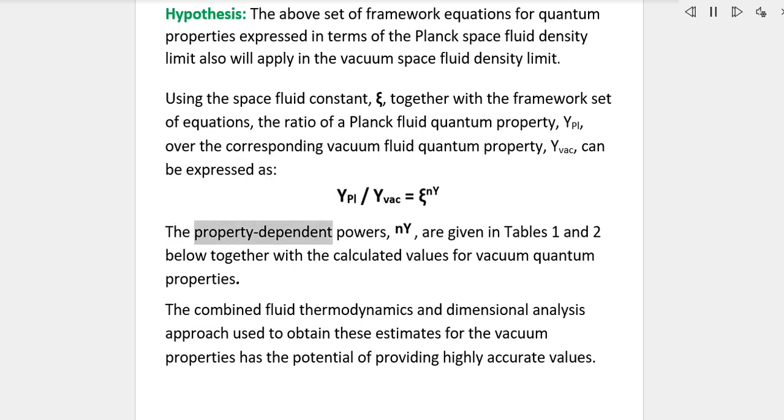The property-dependent powers are given in tables 1 and 2 below together with the calculated values for vacuum quantum properties. The combined fluid thermodynamics and dimensional analysis approach used to obtain these estimates for the vacuum properties has the potential of providing highly accurate values.